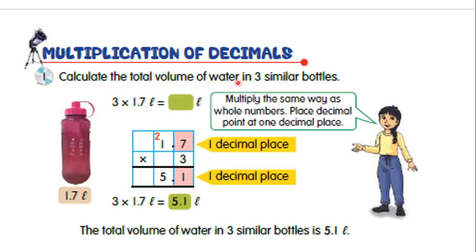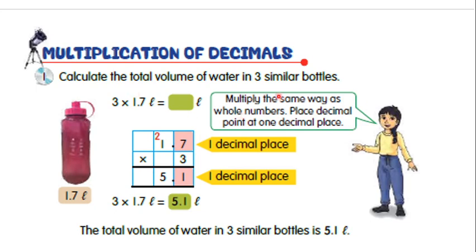Okay, this is the example of the question. Calculate the total value of water in 3 similar bottles. So this is the bottle, 1.7 liter. So the question is 3 times 1.7 liter. Right, look here, the dialogue here. Multiply the same way as whole numbers. Place decimal point at one decimal place.